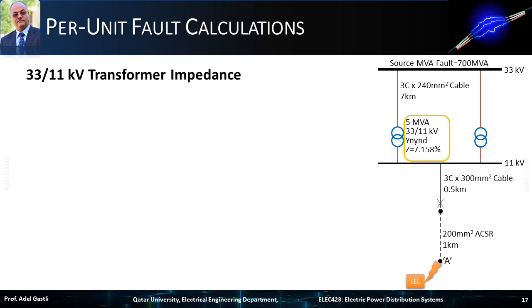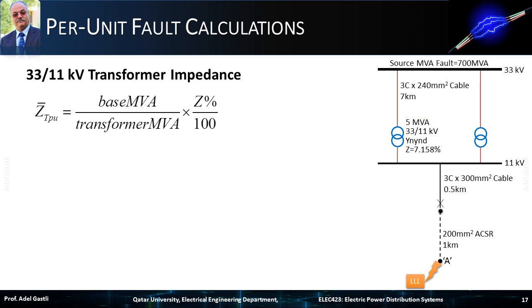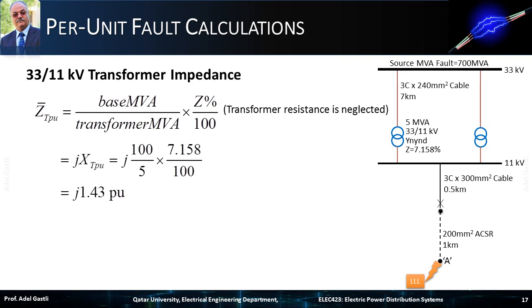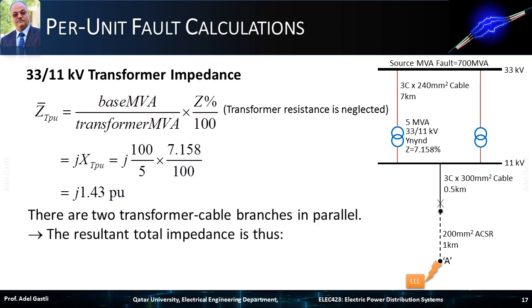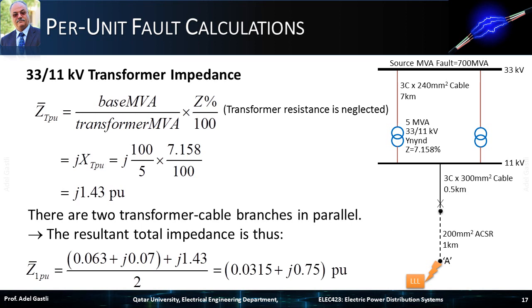Now, let's calculate the per unit impedance of the 33 to 11 kV step-down transformer. Since we are given the percent impedance, we can calculate the per unit impedance using this equation. Neglecting the transformer resistance, we can find that the per unit impedance of the transformer equals j1.43 per unit. Since there are two identical transformer cable branches in parallel, then the resultant total impedance is half of the sum of the cable and transformer impedances. That equals 0.0315 plus j0.75 per unit.